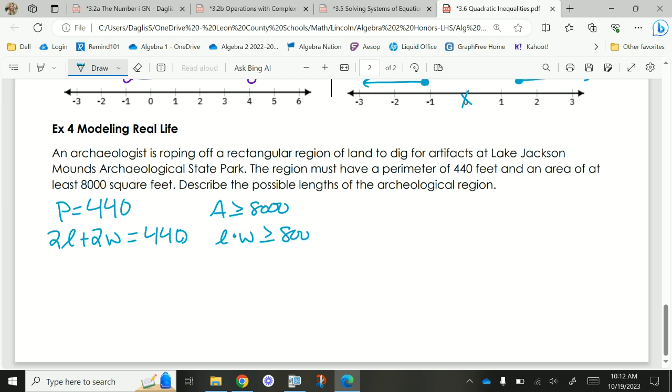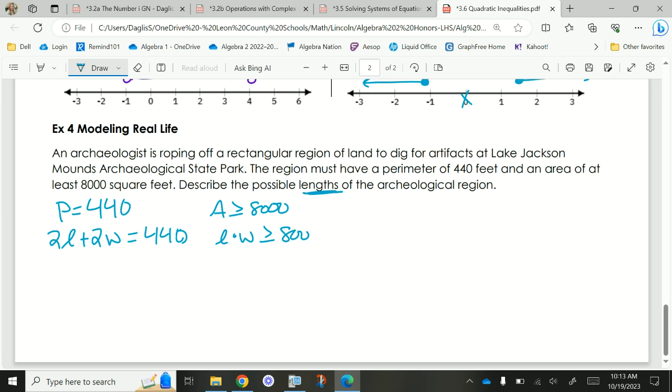All right. We're going to do a little substitution here, so it's kind of tying in yesterday with what we're doing today. We want to know the possible lengths, right? So I want L to be in my equation. So I'm going to substitute the W with L. Does that make sense? So in my perimeter equation, I'm going to solve for W so that I can substitute that into my area equation.